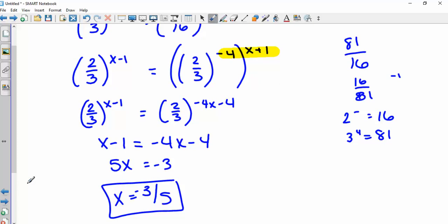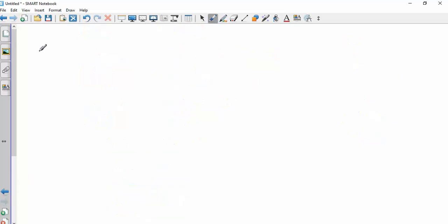Okay. Then we got into the inequalities. When I taught you the inequalities, I said it's the exact same as the equations as long as the base is bigger than 1. So I always need to make sure that I'm choosing a base that's greater than 1 when I do these.